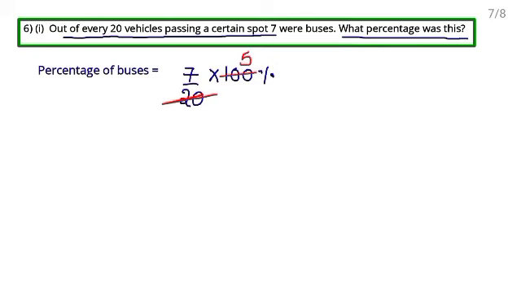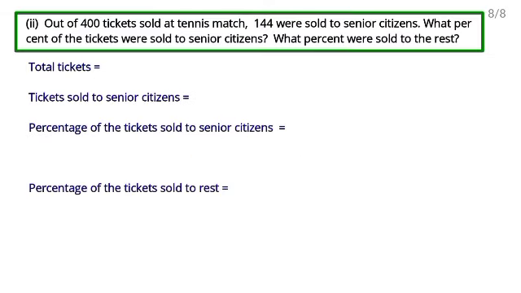25s are 100. So now you have 7 multiply 5%. 7 5s are 35%. This is your answer. Next, second part: out of 400 tickets sold at a tennis match, total tickets they have given 400. Tickets sold to the senior citizens were 144. So write here 144. These tickets were sold to the senior citizens.